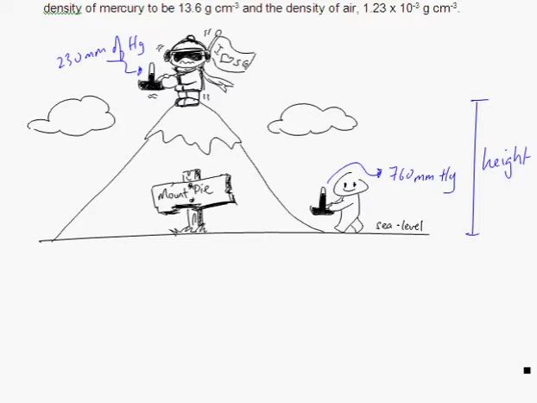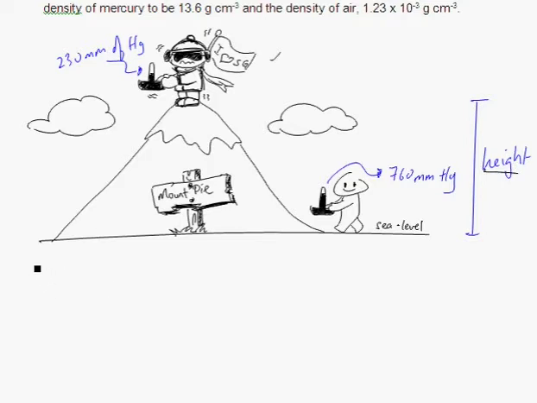So here it's given that at sea level, the mercury level will be 760 mm of mercury, and when you are high up in the mountain, the mercury column shows as 230 mm of mercury. This gives an indication that the pressure in the mountain is actually lower. Now, how do we find the height of the mountain? You have to make use of the barometer.